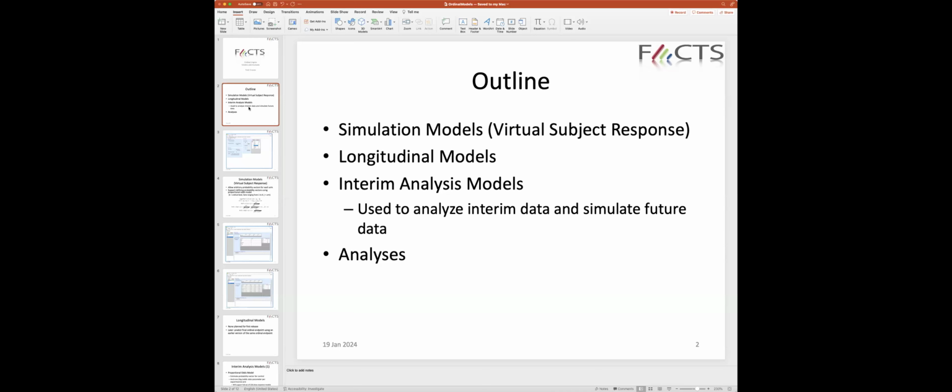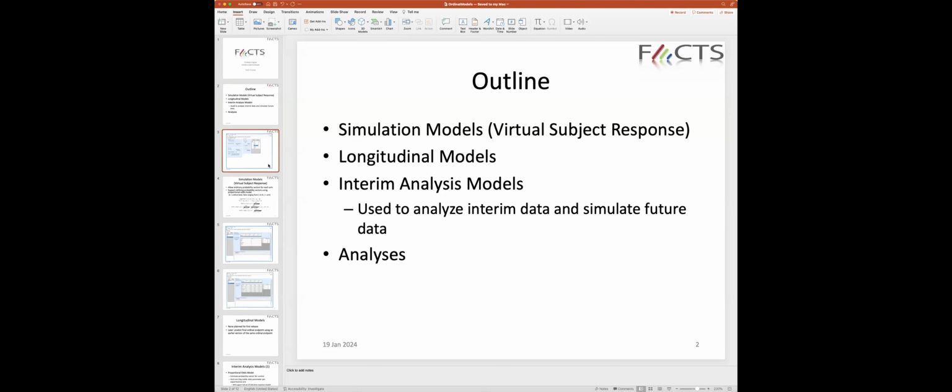Then briefly, I will say a couple things about longitudinal models, before going into interim analysis models. That discussion will fall under the category of what we normally call dose response models. But anyway, of course, models that we use to analyze the data we've got, and models that also have the capability of simulating future data. And then I'll finish up by talking about some extra analyses that may not be covered by the interim analyses models we've talked about before then.